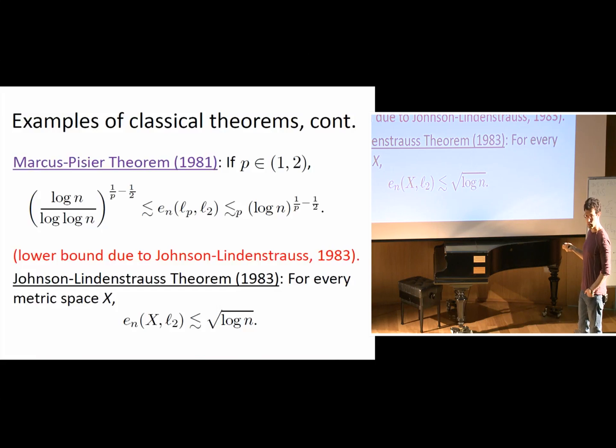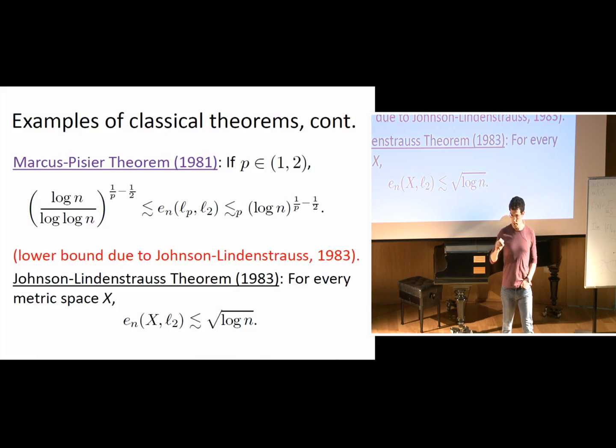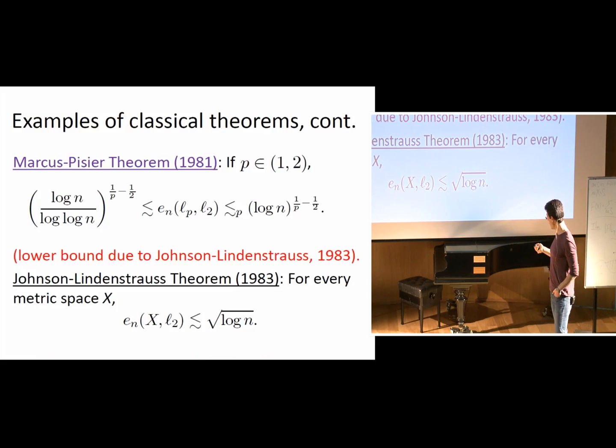This is true for any metric space. So if you have an n-point subset of an arbitrary metric space and a Hilbert space valued Lipschitz function, you can extend it, and the Lipschitz constant will grow by a factor of root log n. And in this very same paper, so this answered the Marcus-Pisier question, but they also managed to prove this lower bound.